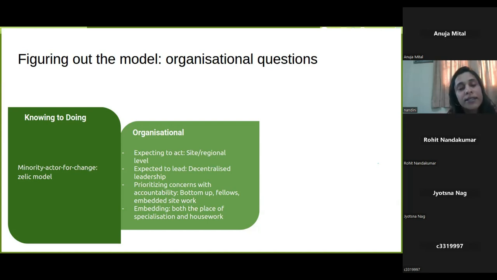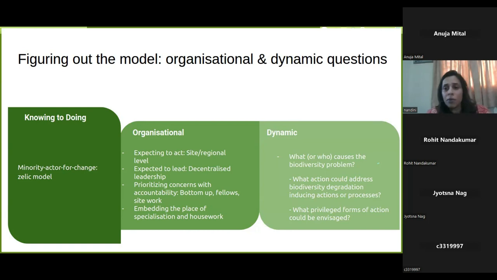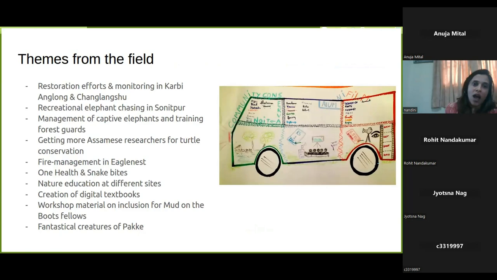And today is a good example of Rohit, Anuja, and a lot of them coming together to put together this talk for us. So what is that level of embeddedness that is required to help us answer some of these dynamic questions? Like, what causes biodiversity loss? What actions could address biodiversity degradation? And given that a lot of us have a lot of privilege in terms of our education, our backgrounds, our majority status, our gender, what are privileged forms of action that could be envisaged?